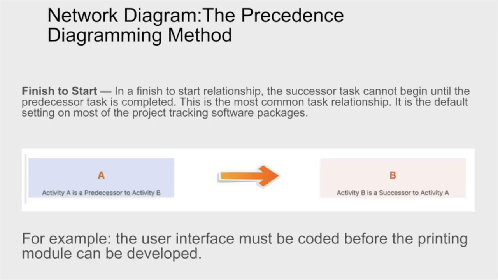The first network diagram is the one that really is most common. That's the finish to start. And effectively, the finish to start says, look, you can't start the next item, we'll call it activity B, until you finish the first item, we'll call it activity A. So activity A has to be completed before moving to activity B.